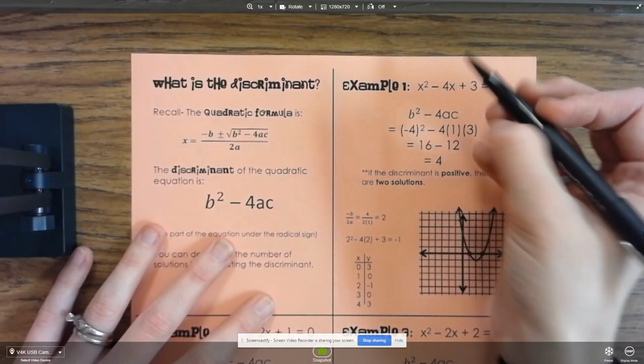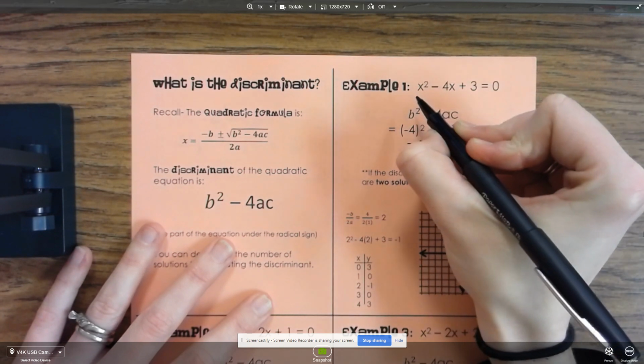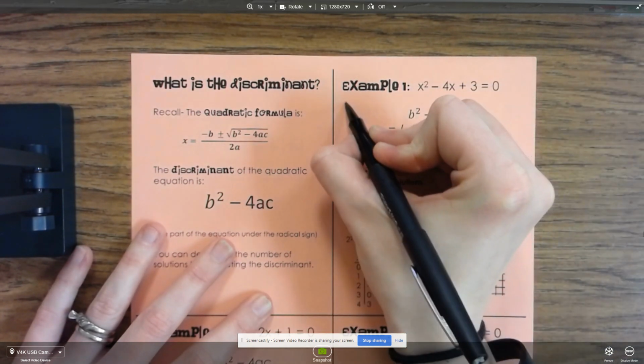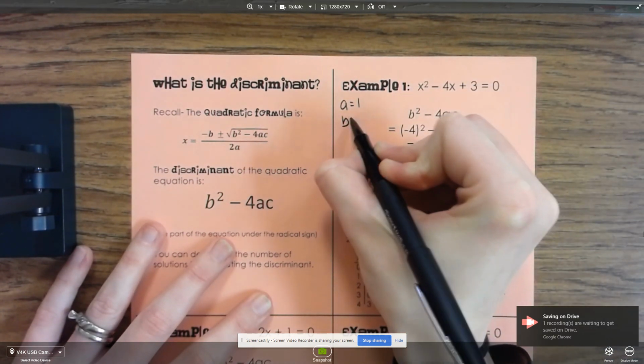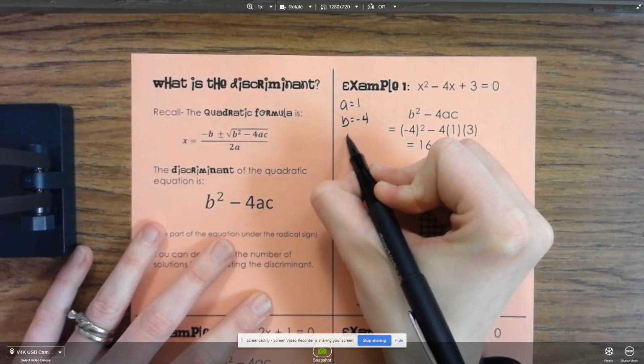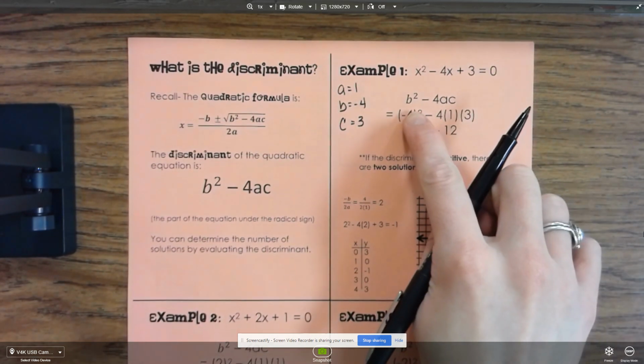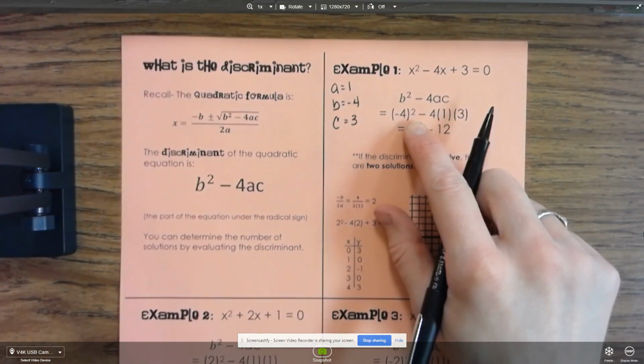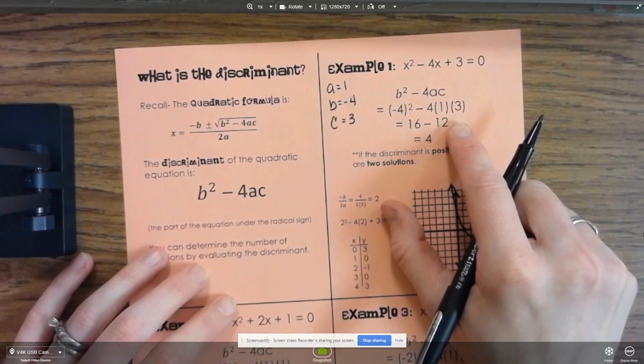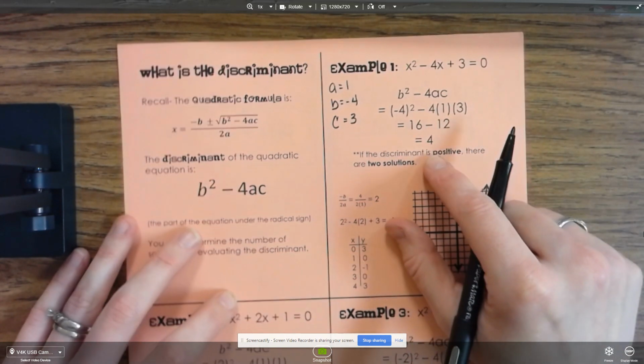So what you would do is go in, and as always, you need this in standard form. So here, a equals 1, b equals -4, and c equals 3. And so what I do is I plug those values into the b squared minus 4ac. You can see that they've done that for you here. And when you simplify down, you get a 4.